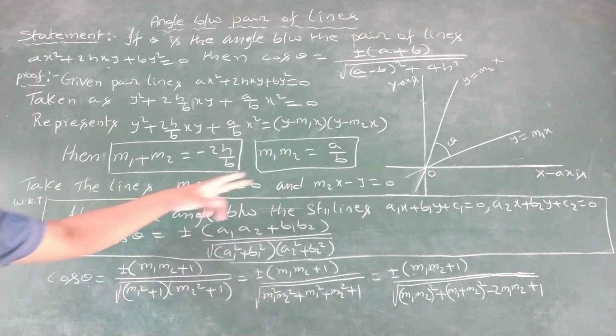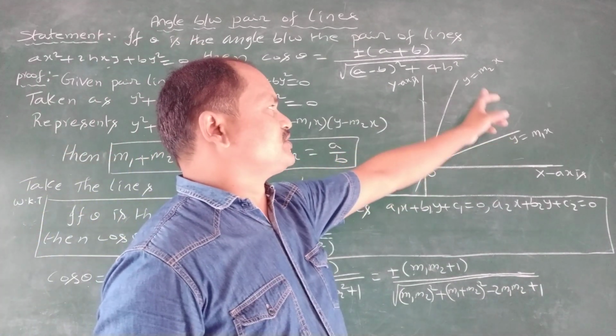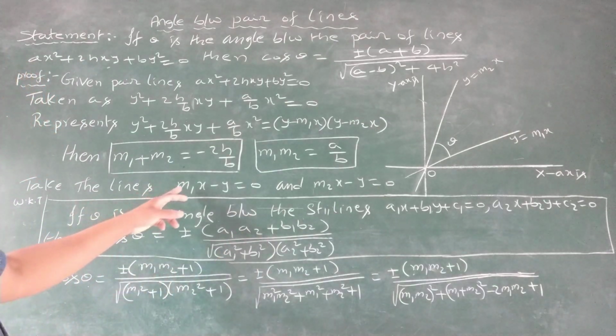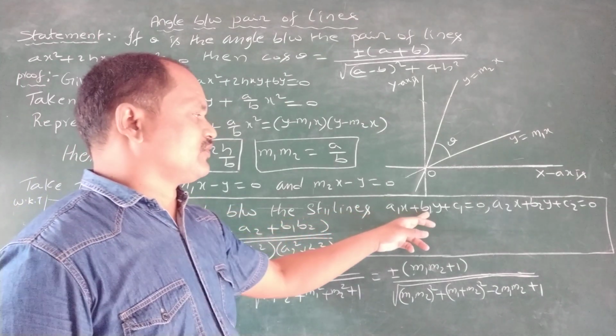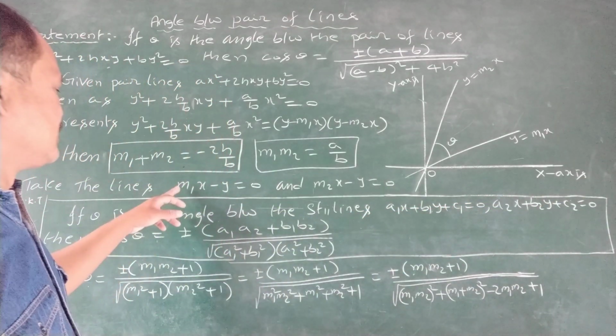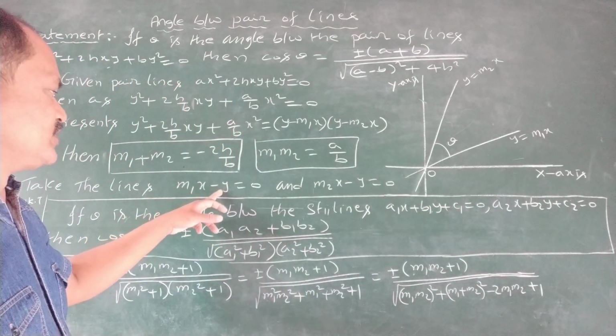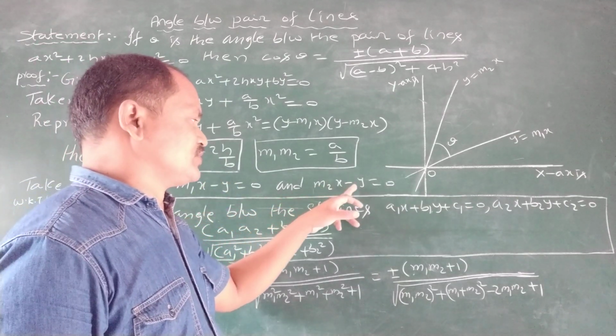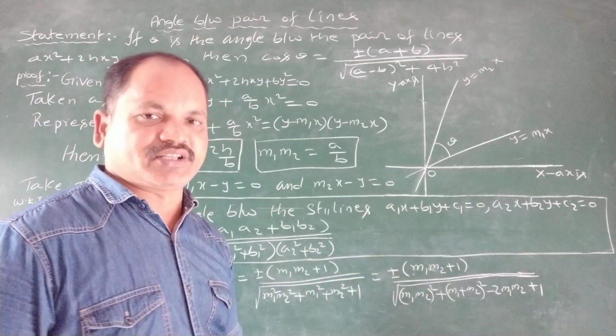Now these two lines are taken as m1x minus y is equal to 0 and m2x minus y is equal to 0. So these two lines we compare with a1x plus b1y plus c1 is equal to 0 and a2x plus b2y plus c2 is equal to 0. That's why a1 is equal to m1 and b1 is equal to minus 1 and c1 is not there, that is 0. a2 is equal to m2 and b2 is equal to minus 1 and c2 is 0.